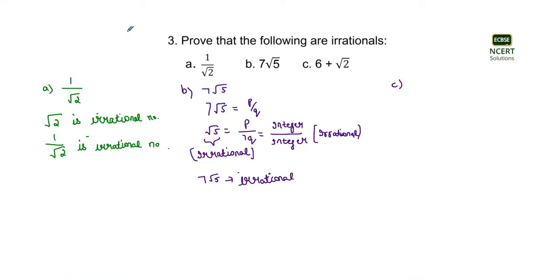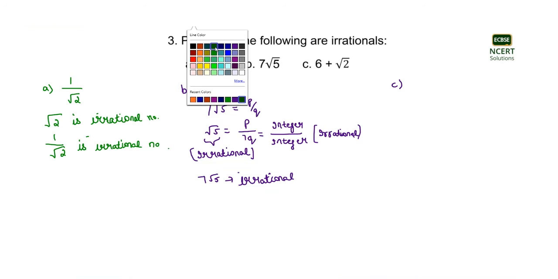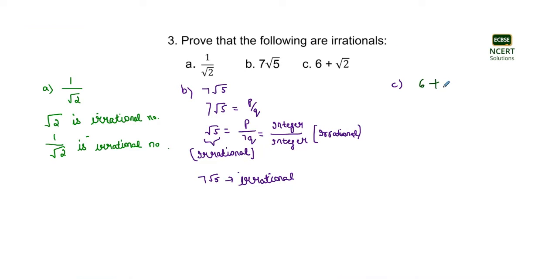In C part, we have been provided with the number 6 plus root 2. Again, in order to prove whether this number is rational or irrational, we need to follow the contradiction method. We first assume that 6 plus root 2 is a rational number, which means it can be expressed in the form p by q. Or we can write root 2 is equal to p by q minus 6. Now taking the LCM q, in the numerator we will get p minus 6q.